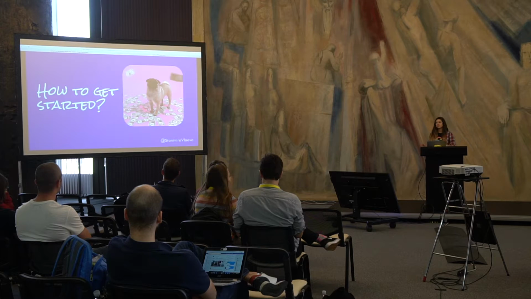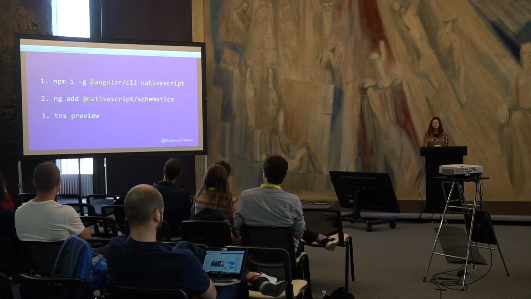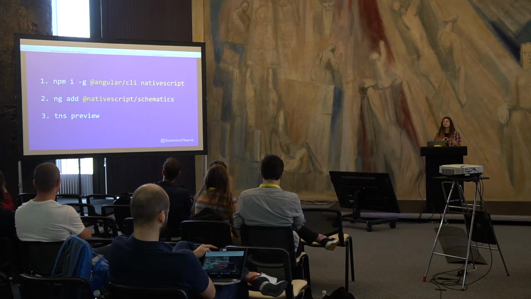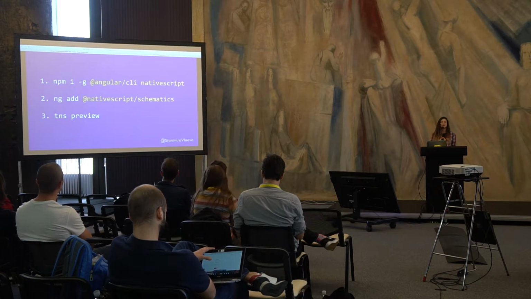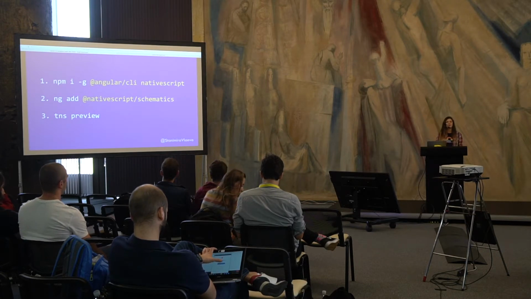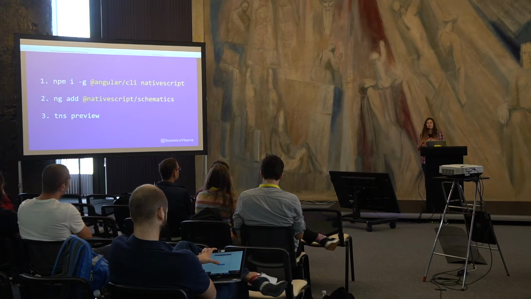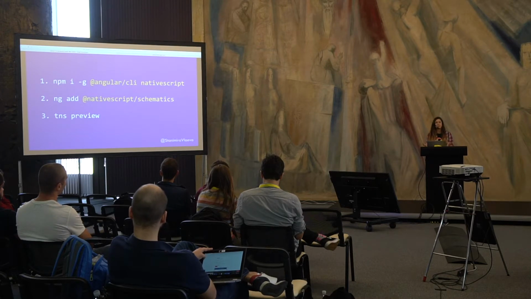Next, how can we get started converting our existing web application? Well, the easiest way, as I said, is by using the NativeScript schematics package. To use it, you need the Angular CLI installed globally and also the NativeScript CLI. Then you have to go to your project and type ng add @nativescript/schematics. This is going to add a bunch of files to your project that contain a minimal mobile application. And you can then run the mobile application by using the NativeScript CLI and the tns preview command.